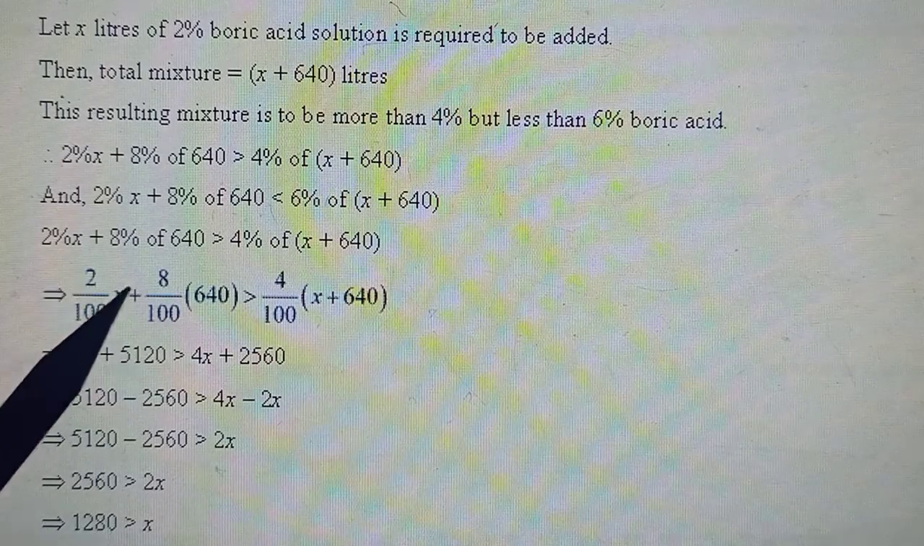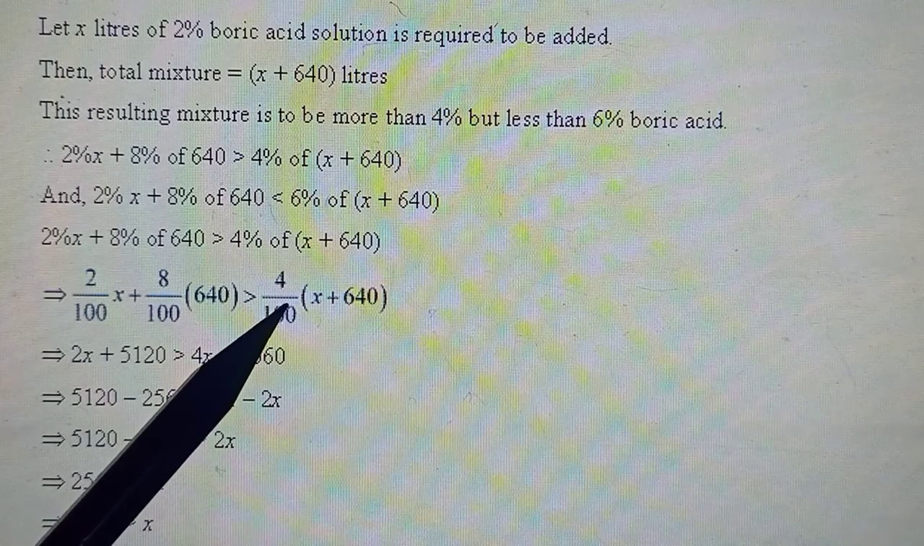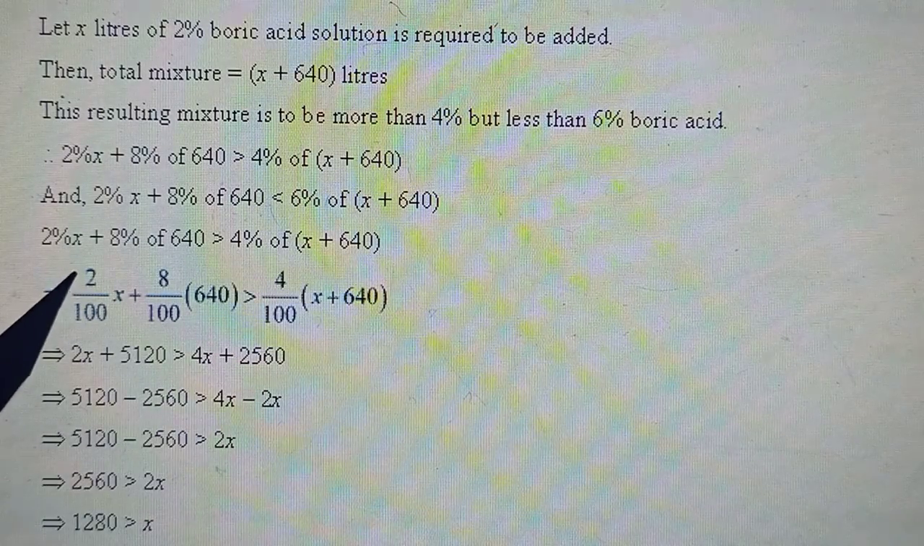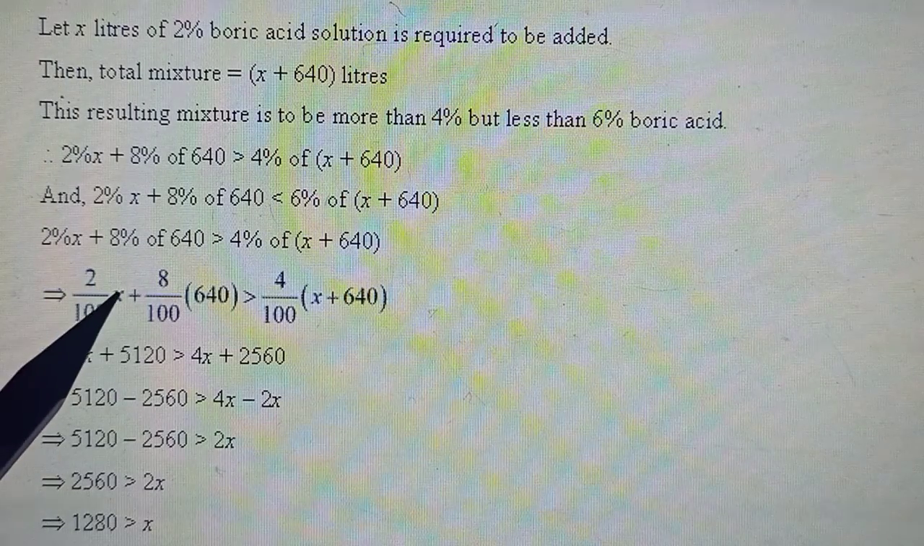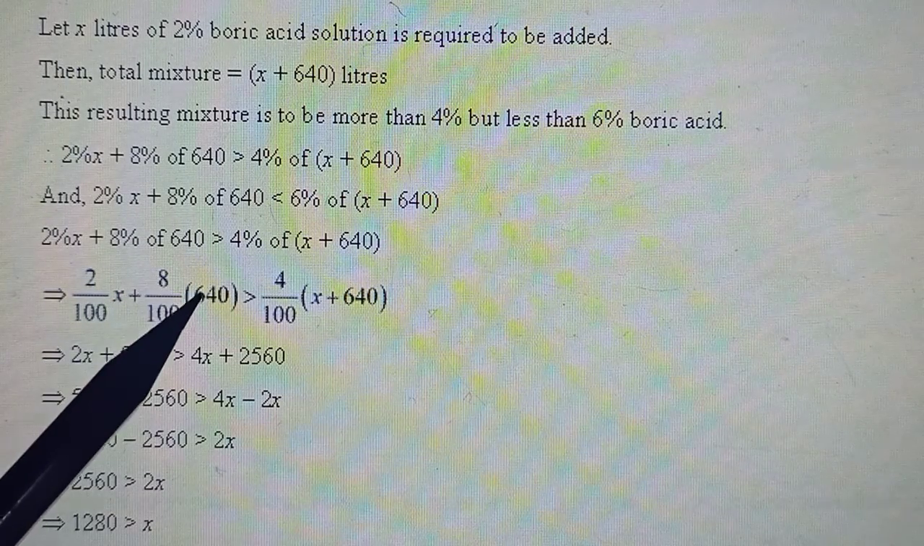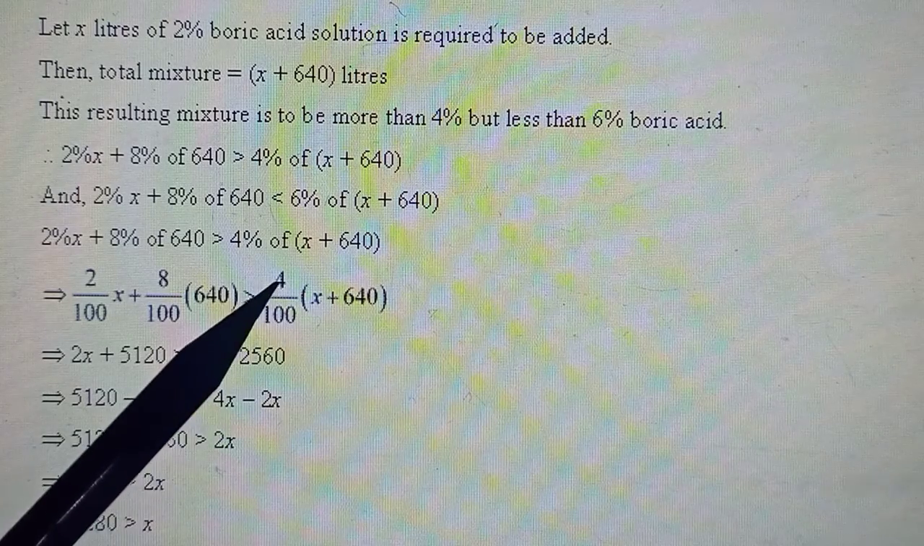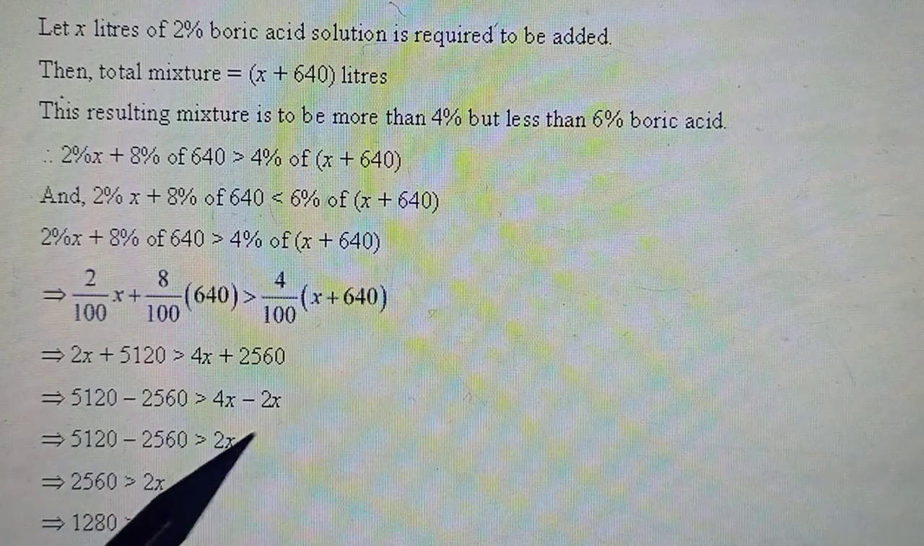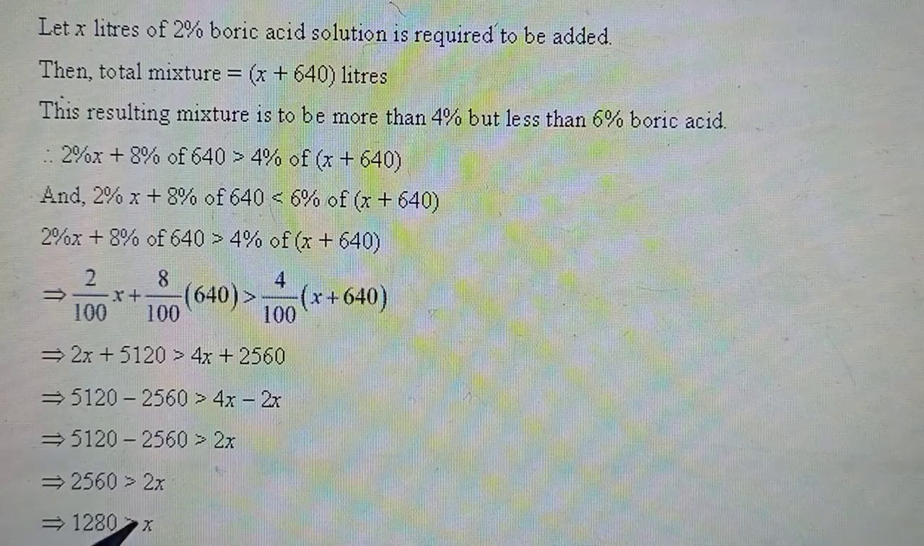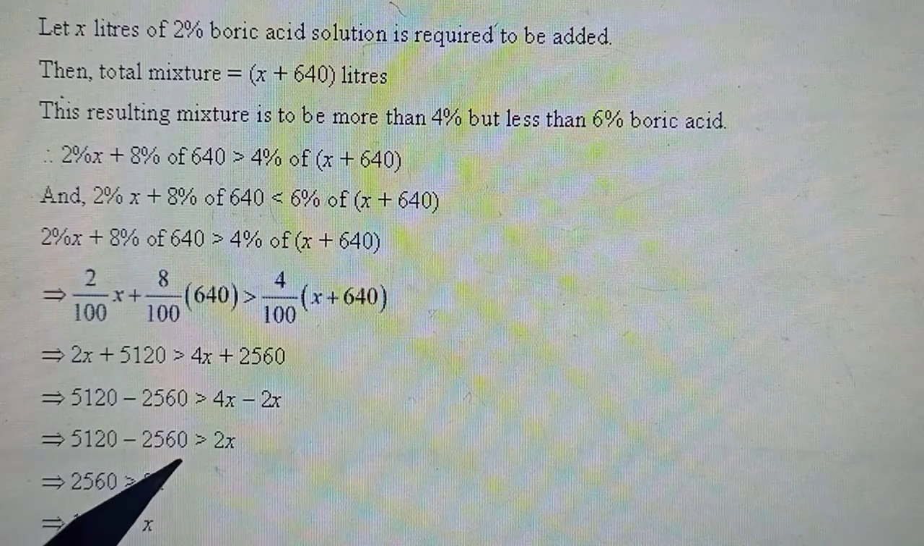Then further, ये 2, 8, 4 इसको भी आप cancel कर सकते हैं. You could have cancelled it by 2. It's up to your calculation how you want to do it. So you'd be left with x, then 4 into 640, and 2x will be distributed inside and 2 into 640. It's up to you how you do your calculations, and you'll end up getting x on one side if you collect.